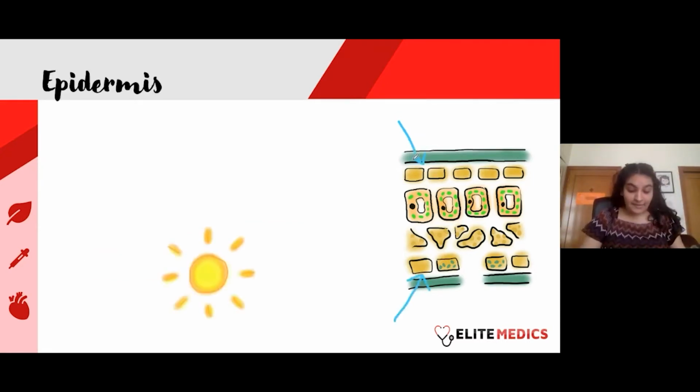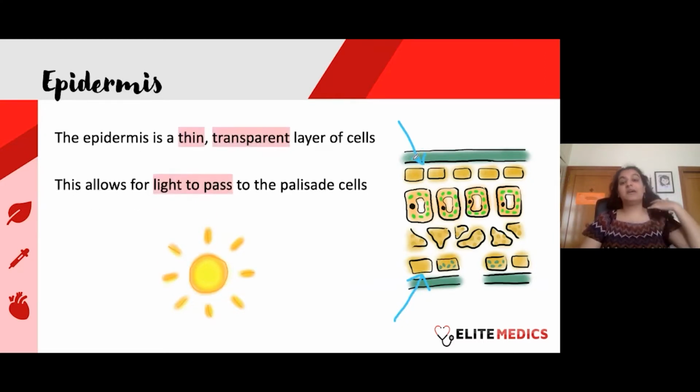Great, so the epidermis is this thin, transparent layer of cells. It's the upper epidermis here, but the lower epidermis is pretty much the exact same. And they just are thin and transparent. They allow light to pass into the palisade cells. So they're kind of there as a facilitator. They allow the light to go through. And again, they're pretty much there for structural support.